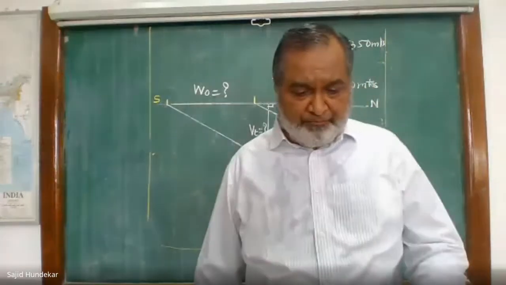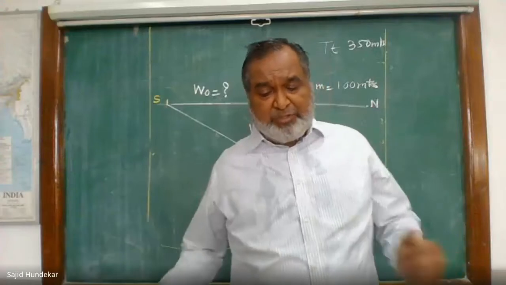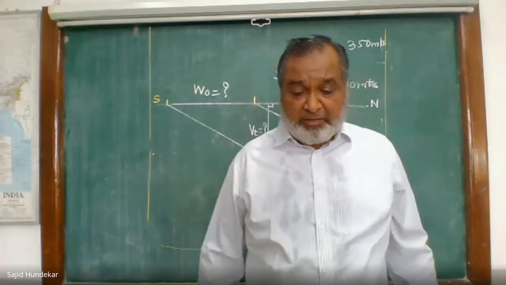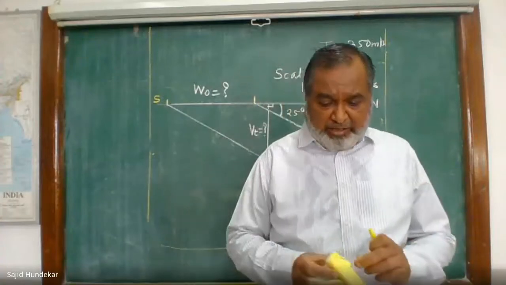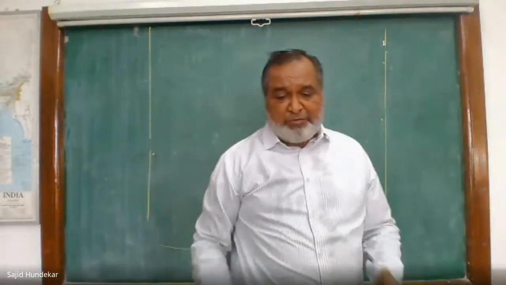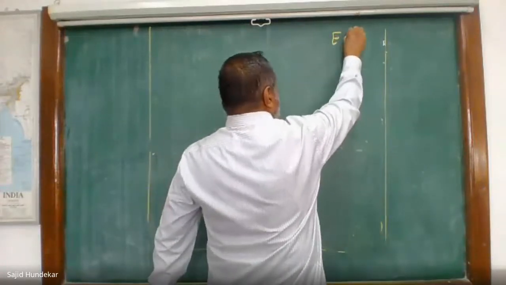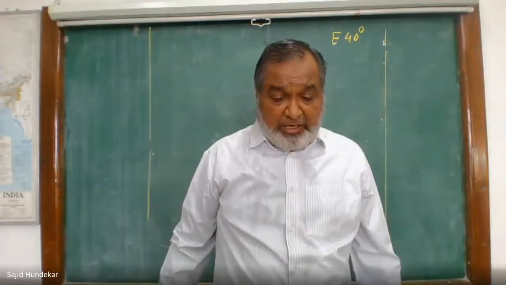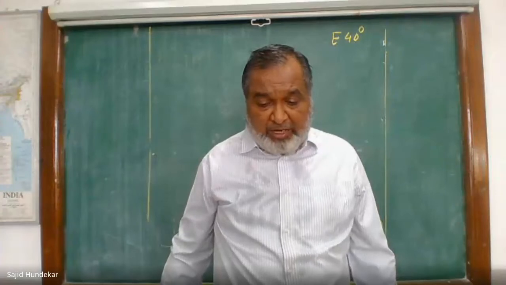Write down the problem. A conglomerate bed dips towards east by an angle of 40 degrees. So towards east, the bed is dipping by 40 degrees. This is the first point given. Second, it is exposed on eastern slope with 10 degree slope.